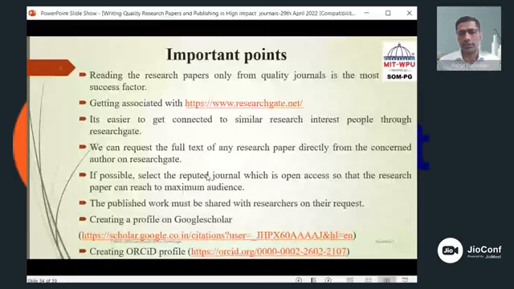As far as possible, try to get connected with platforms like ResearchGate, so that you can interact with people of similar research interests, get manuscripts and research ideas, and try to build your Google Scholar profile so that you can have your citations index.